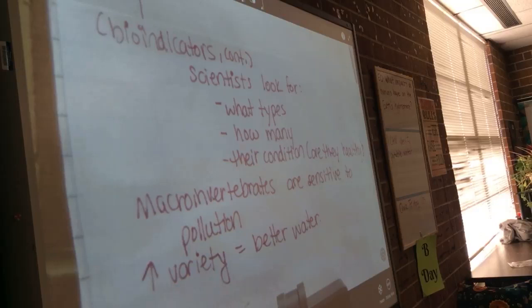And the reason is that these macroinvertebrates, these organisms, they are sensitive to pollution. That means that if there's pollution in the water, they're going to be affected immediately. They'll start to die off or they'll be sick. So if you're at a water source and you're trying to collect macroinvertebrates and you're having trouble finding them, there may be something wrong with that water.